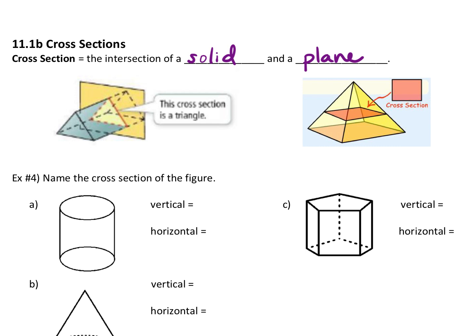Wait, what do you mean? If I slice through this way, it would be a square. Whatever shape your base is, if you go through horizontally, it would be that. If it went through vertically, it would be a triangle.